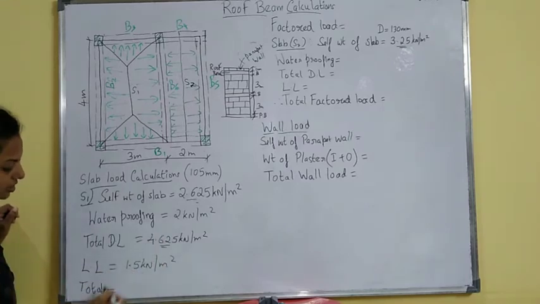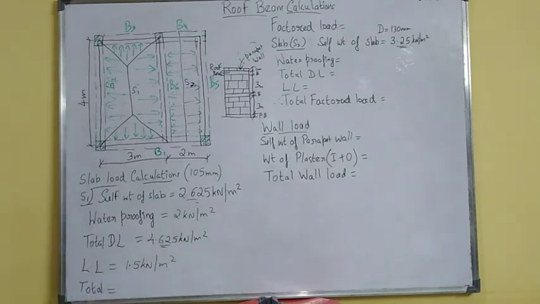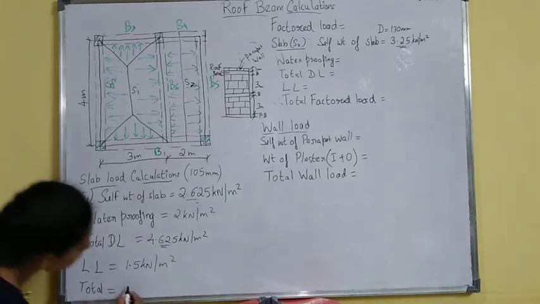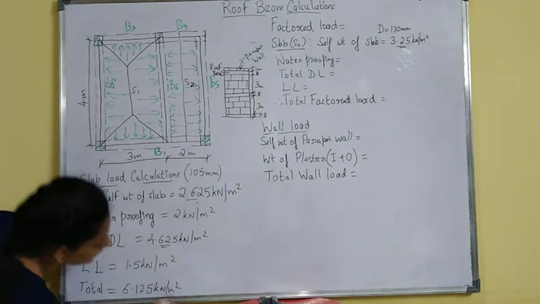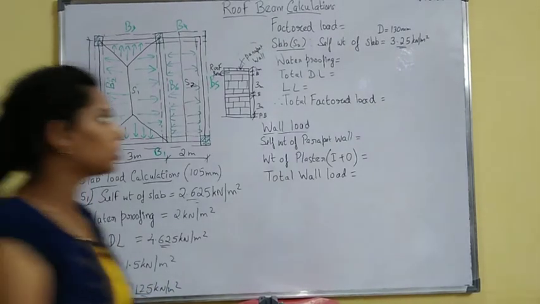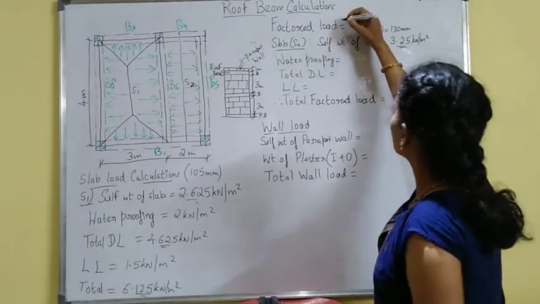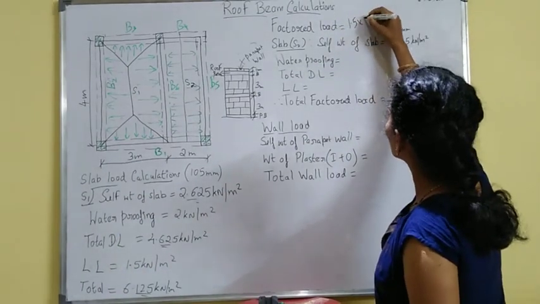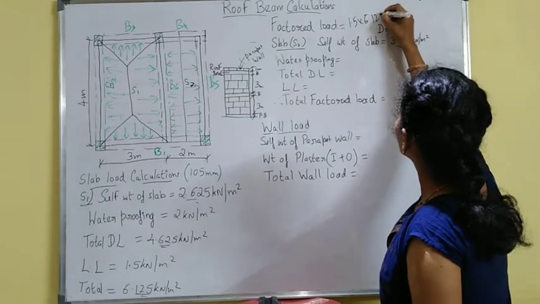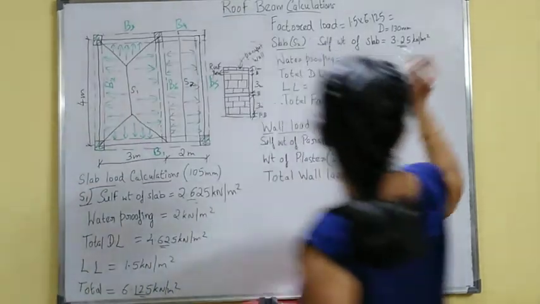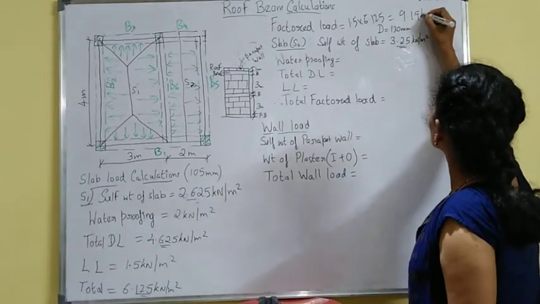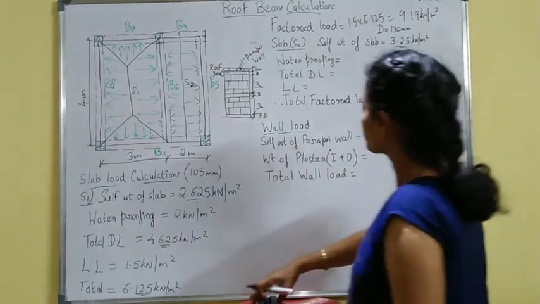Now calculate the dead load plus live load, that is the total load on the slab, which will be 6.125 kilonewton per meter square, and you have to consider the factored load. Factored load is that load multiplied by the factor of safety, that is 1.5 into 6.125, which is equal to 9.19 kilonewton per meter square. Okay.